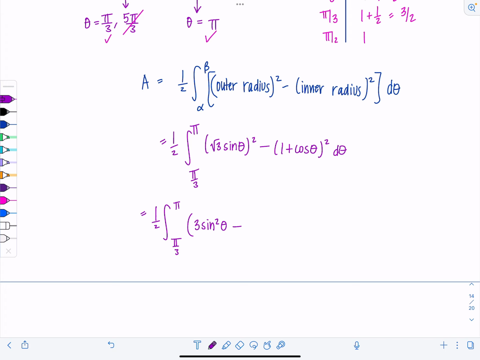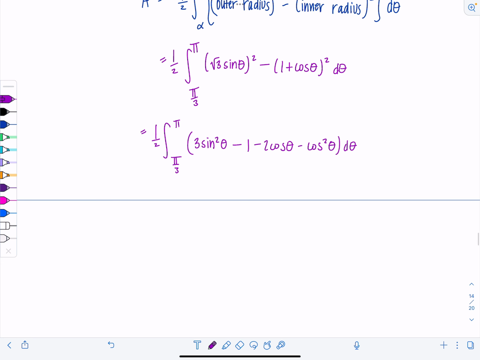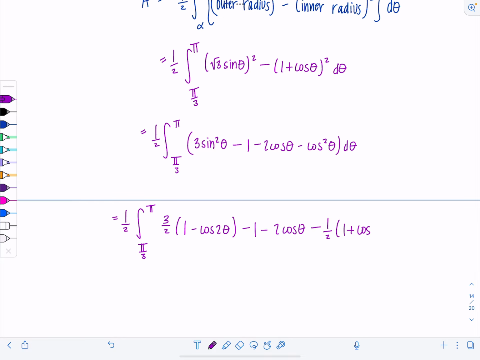How dare I say that? No, I said it. Okay, 1 minus 2 cosine theta minus cosine squared theta d theta. Okay, I have a cosine squared and a sine squared, so we're going to use our half angle identities. So pi over 3 to pi, 3 times 1/2. You know what? Let's just write 3/2 times 1 minus cosine 2 theta minus 1 minus 2 cosine theta minus 1/2 times 1 plus cosine 2 theta.